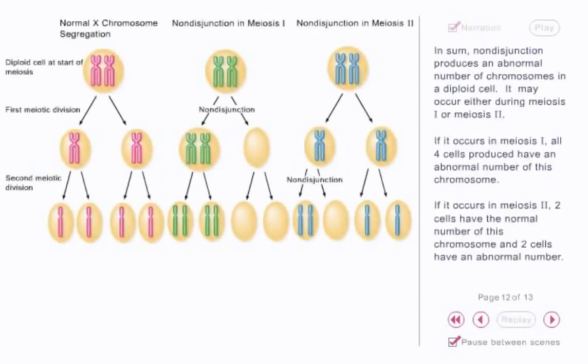In sum, non-disjunction produces an abnormal number of chromosomes in a diploid cell. It may occur either during meiosis I or meiosis II. If it occurs in meiosis I, all 4 cells produced have an abnormal number of this chromosome. If it occurs in meiosis II, 2 cells have the normal number of this chromosome and 2 cells have an abnormal number.